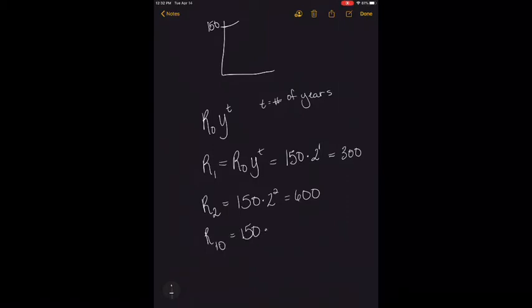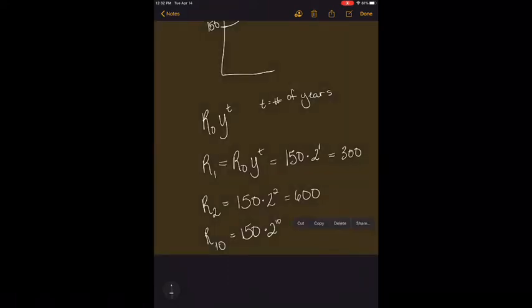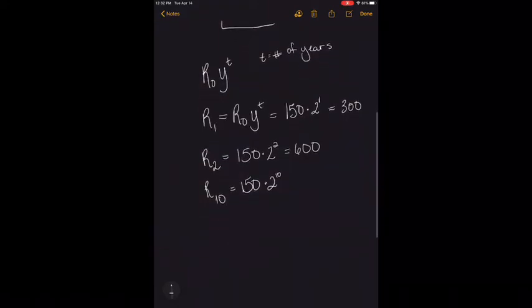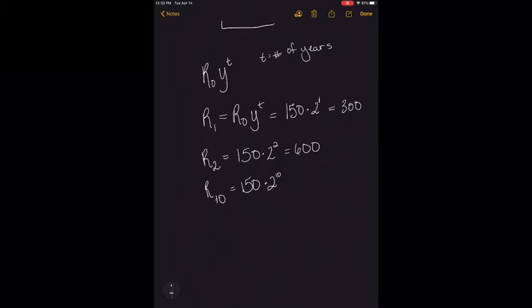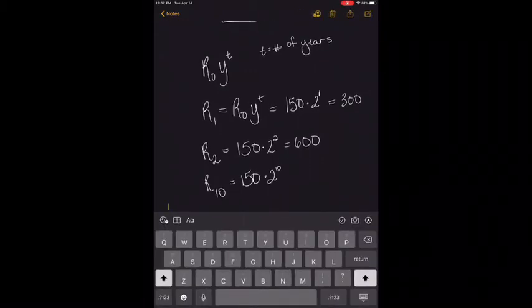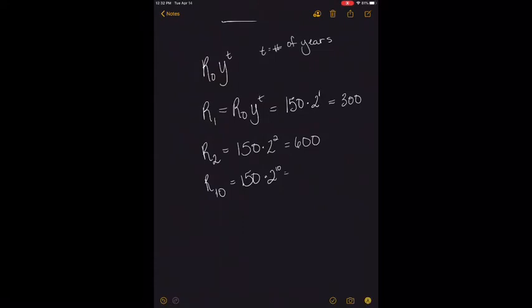So what would R sub 10 be? It would be 150 times 2 to the 10th power. Okay, and I would not expect you to do that in your heads. What you have to do is use a calculator. So for problems from this lesson, you're going to have to figure out how to use a calculator in order to answer these problems. And so 2 to the 10th power is 1024. So it would be 150 times 1024.